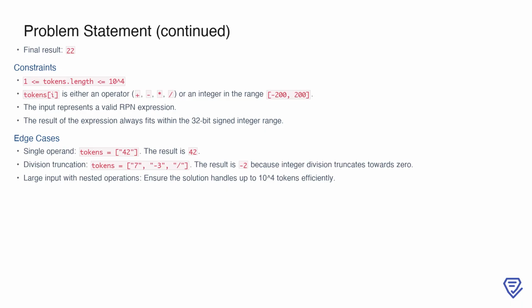The result will always fit within the range of a 32-bit signed integer. Some edge cases to consider include expressions with a single operand, such as 42, which evaluates to 42. Another is division with negative numbers, such as 7, -3, /, where integer division truncates towards 0, giving a result of -2. Finally, for very large inputs with nested operations, the solution needs to handle up to 10,000 tokens efficiently. By understanding these scenarios, we can ensure our implementation is both correct and robust.